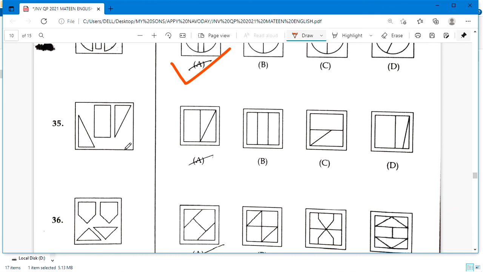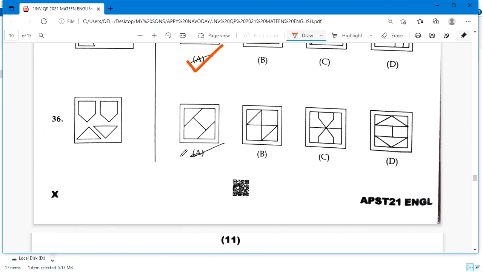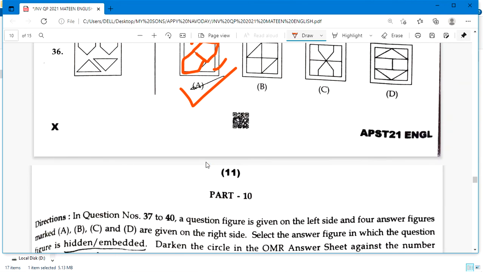And the 35th question, that's option A. The 36th question, that's also option A. If you need an explanation, I am going to give it briefly. So this is one shape and this is another shape. Next 2 triangles remain. Here is one triangle and here is another. So that's why option A is the right answer.